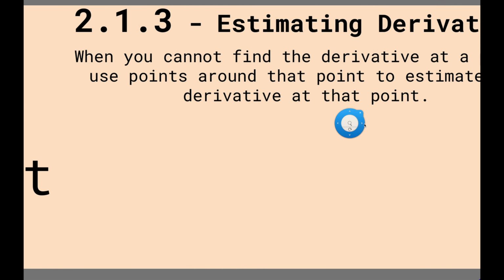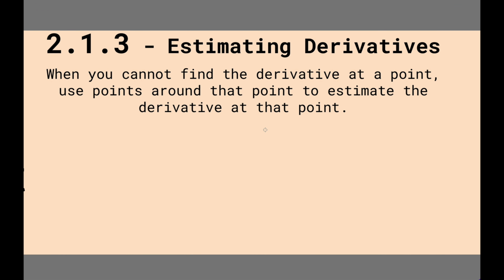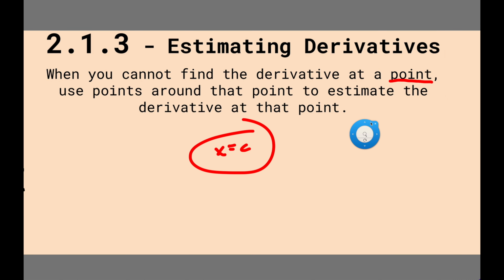Okay, so the main premise is right here. It says, estimating derivatives. When you cannot find the derivative at a point, use points around that point. So say we're trying to figure out the derivative at a specific point, let's just say x equals c. What you can do is use points that are around x equals c to estimate the derivative at that point. That's essentially what you're doing. So you're using the old school average rate of change to estimate the instantaneous rate of change. That's basically all there is to it with this concept.